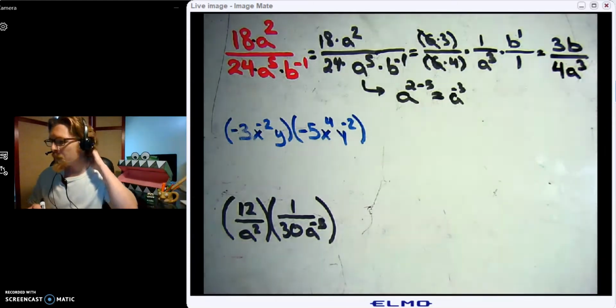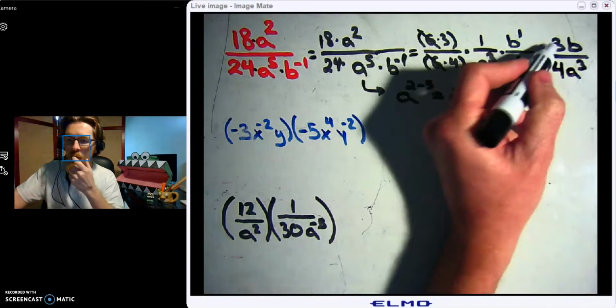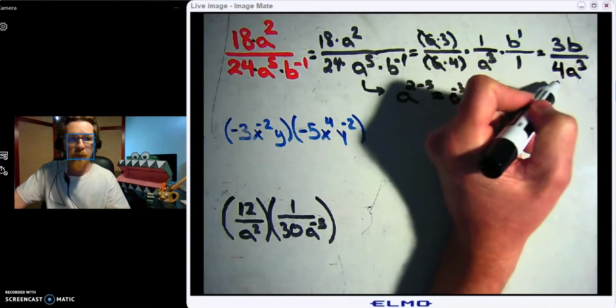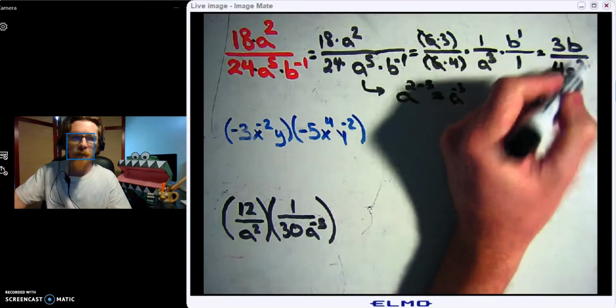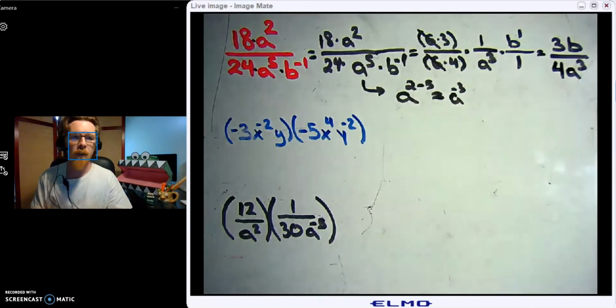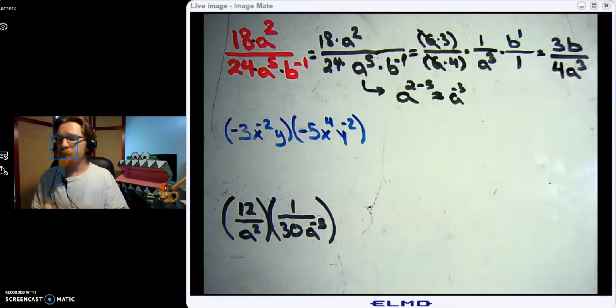So notice I'm simplified because I no longer have any common factors. I have no negative exponents. And so 3b over 4a to the third is our final solution.